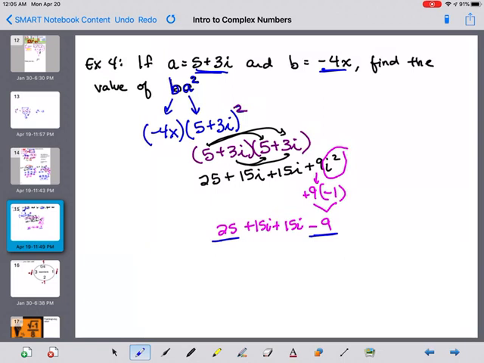So you add 25 plus negative 9, and you get 16. And then you add 15i and 15i, and you get 30i. And that's how you do these problems, and that would be your answer.